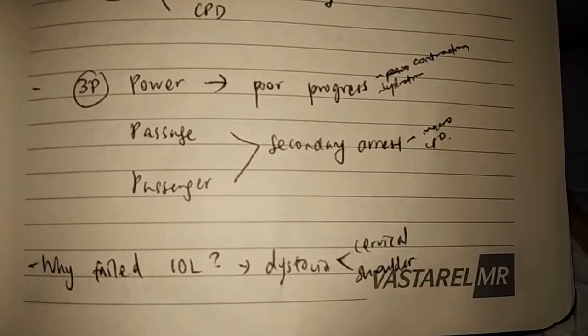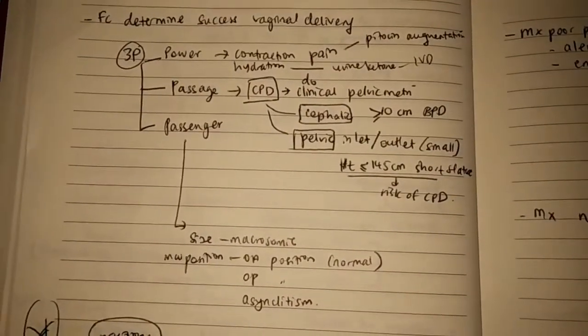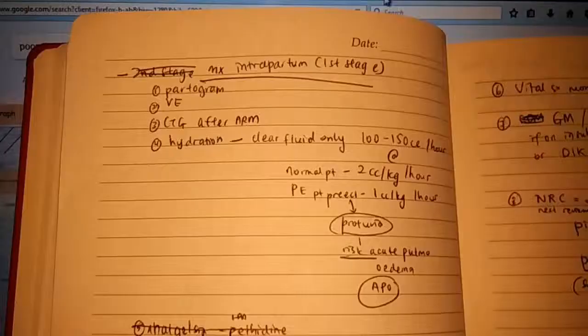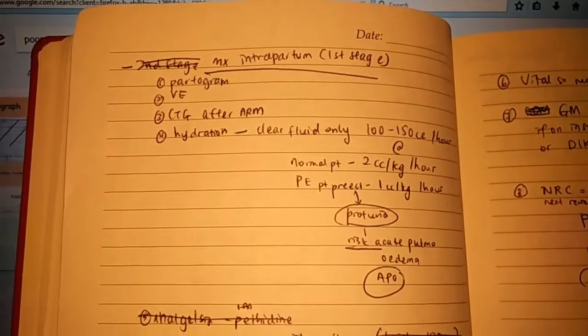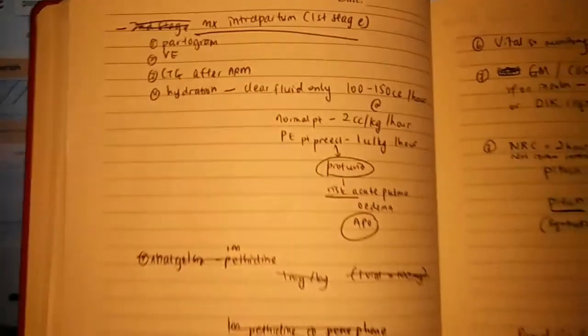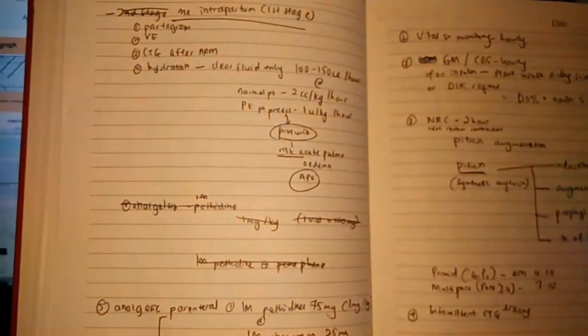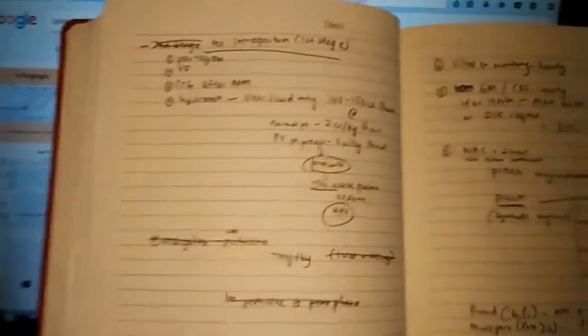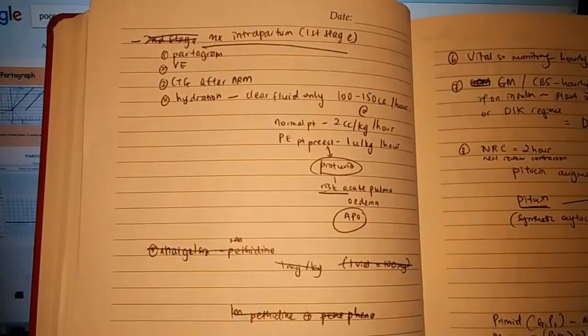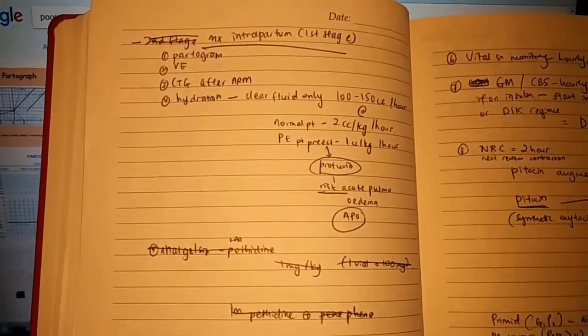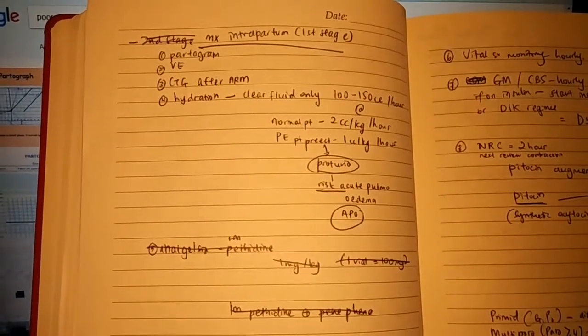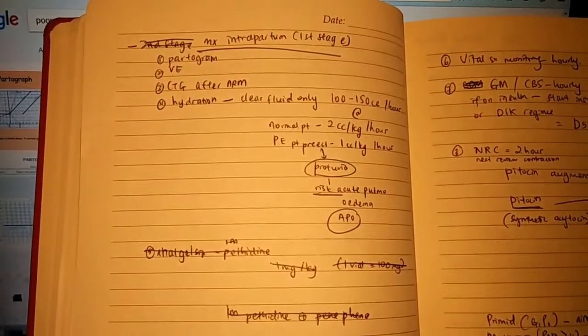Here's the summary. Another summary. Okay, there are a few things to manage during first stage, a total of 9. Okay, first, plot partogram. Number 2, do VE. Number 3, CTG after ARM.